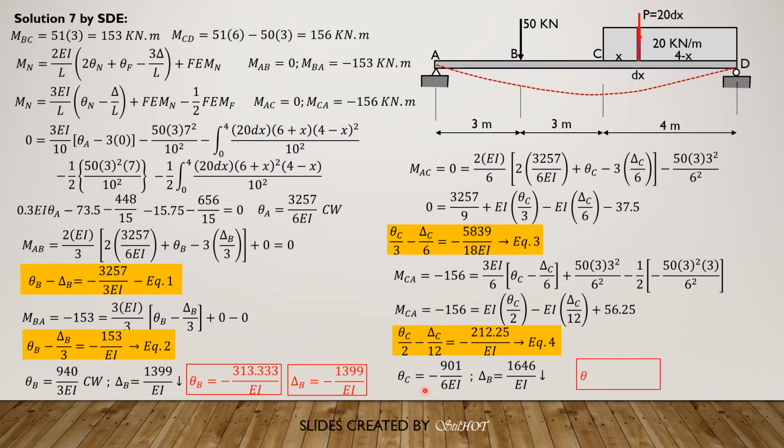So final answer, theta C in decimal form is 150.167 over EI because it is counterclockwise, and counterclockwise is positive. And delta B is negative 1646 over EI. And it is understood downward. So that's it for this 7-in-1 problem. And I hope that you learned something from this. And I'm sure some of you did not experience these types of solutions, that there are 7 methods that can be employed in any beam problems. So that's all, and I hope that you enjoy watching.